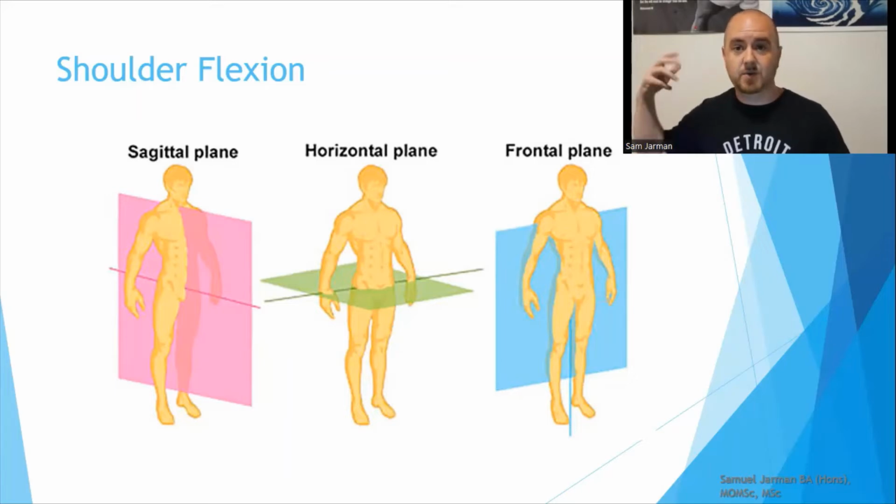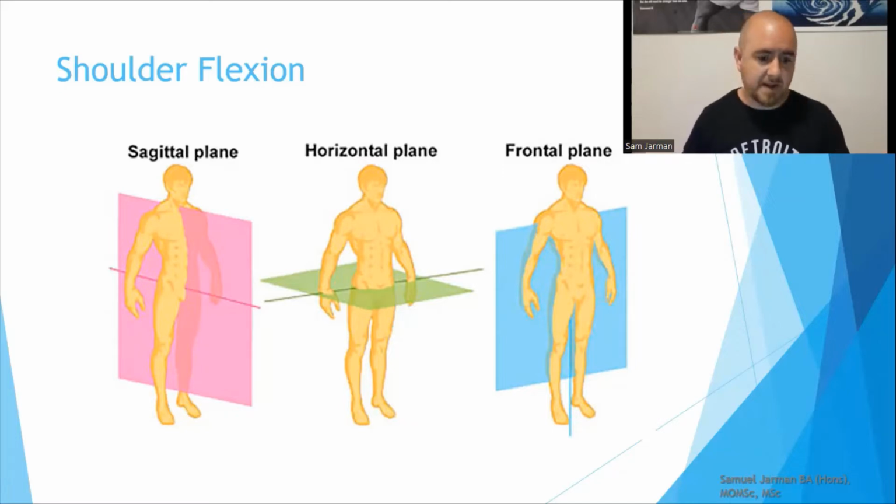Shoulder extension would be essentially the complete inverse, where from the anatomical position, you can't see it on this shot, but the arm would just go straight backwards, and that would be shoulder extension, generally speaking. That's the motion that we're talking about.